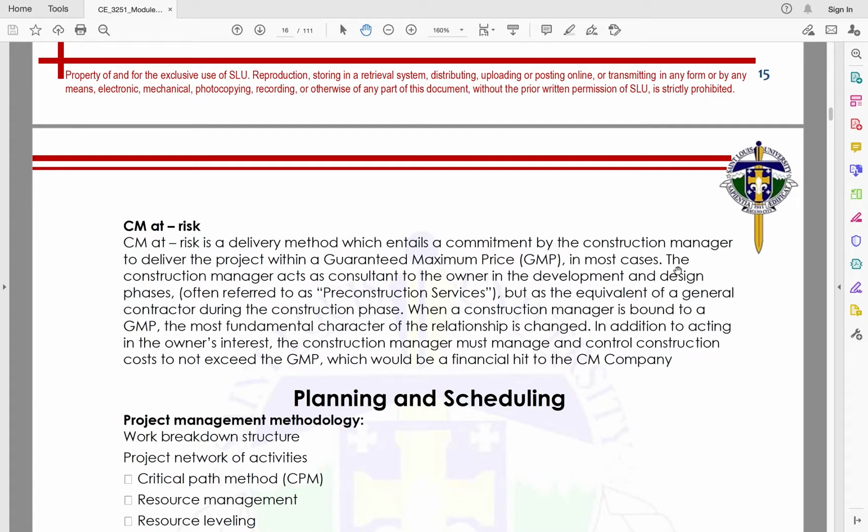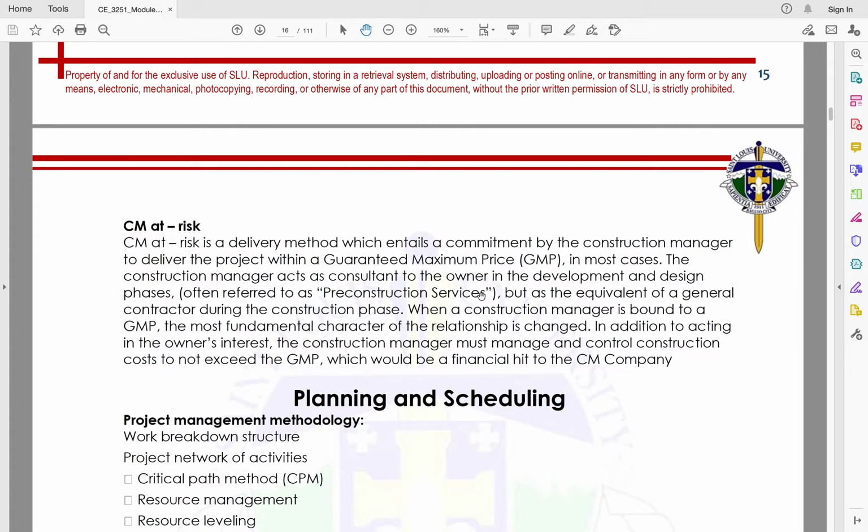Okay? The construction manager acts as a consultant to the owner in the development and the design phase. So as a consultant, it is the role of the construction manager to help the client see, like what I've said a while ago, see the construction side in the engineering perspective. And of course, in the economic side. Okay? So, often referred as pre-construction services. So, tutulungan mo si client mo, i-walk through mo, yun yung term. I-walk through mo si client sa project.